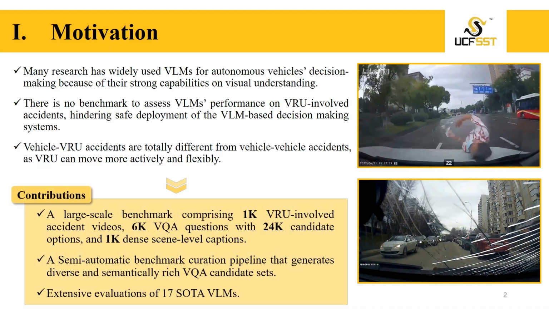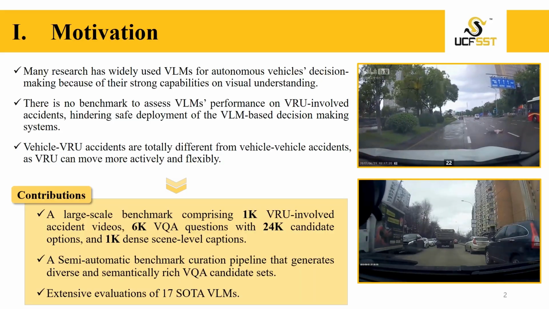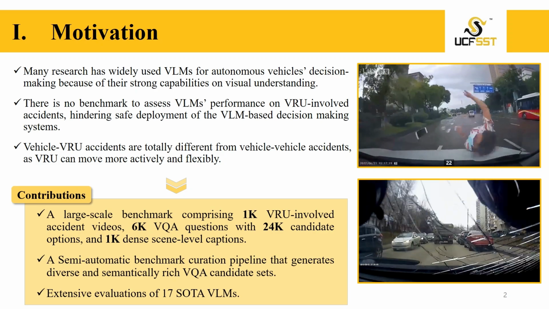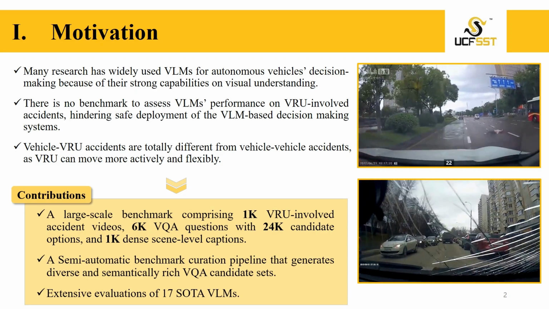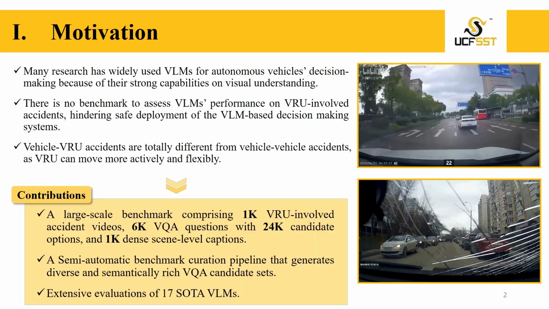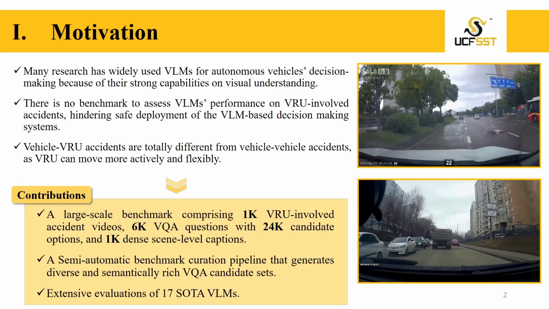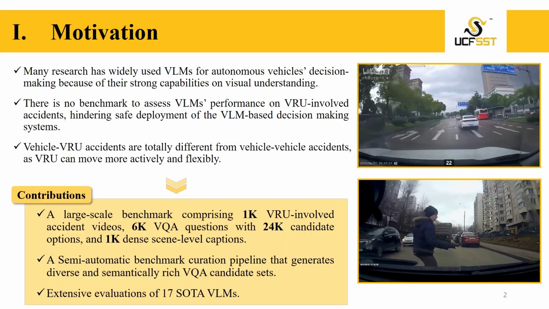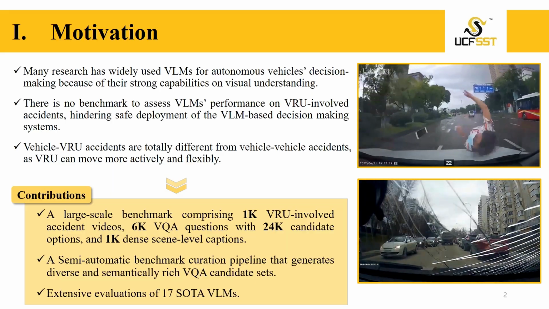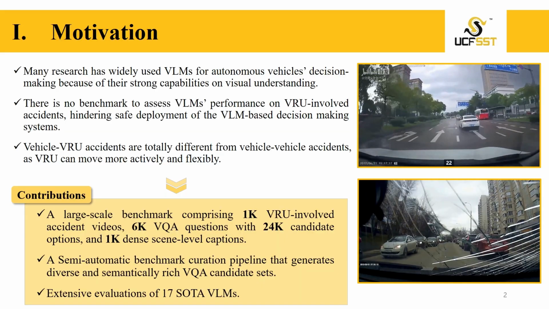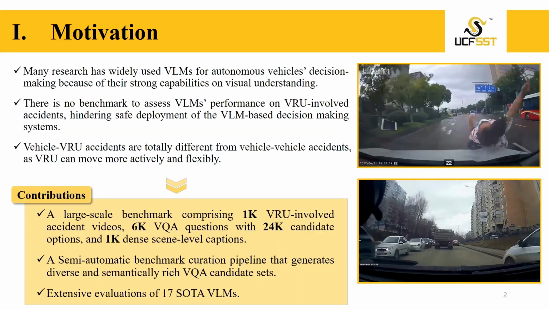To address this gap, we introduce VRU-Accident, a large-scale benchmark of 1,000 real accident videos. It includes both video question answering and dense captioning tasks to assess models' visual reasoning and narrative understanding. We also design a semi-automatic pipeline that generates semantically rich question-answer sets and evaluates 17 state-of-the-art models. This unified benchmark provides new insights into the limitations of current models and guides future research towards safer autonomous systems.